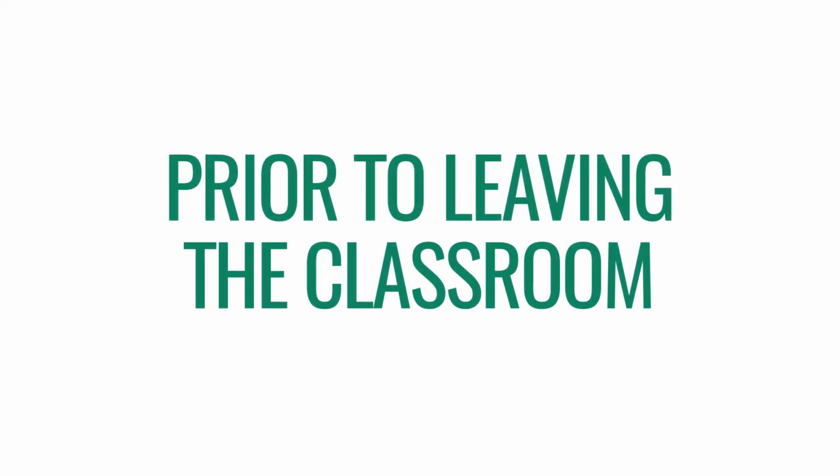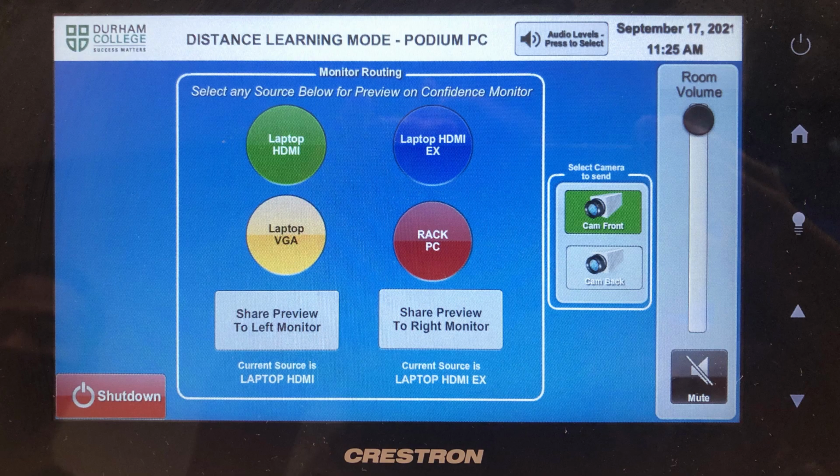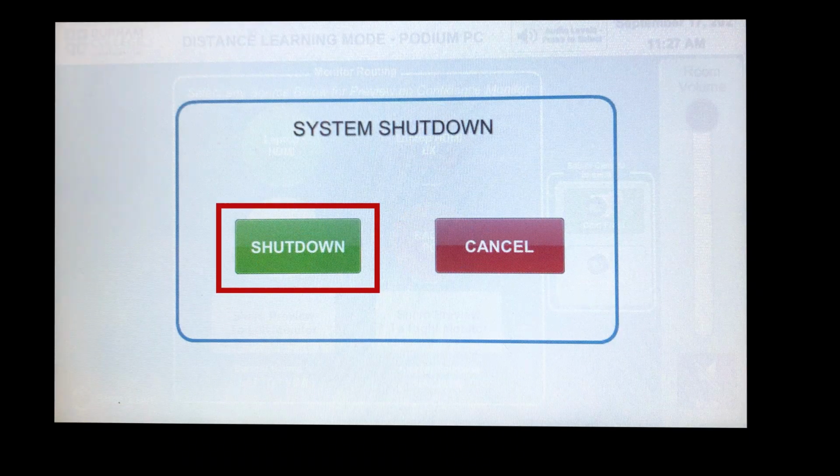End the synchronous meeting as you usually would. Unplug the cable from your laptop. Turn off the podium system by selecting Shutdown on the touchpad. Then select Shutdown again on the next screen to confirm.